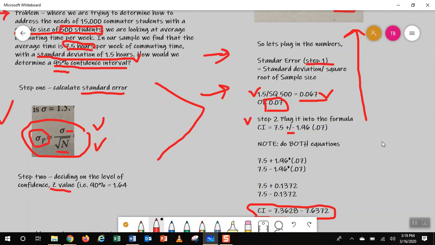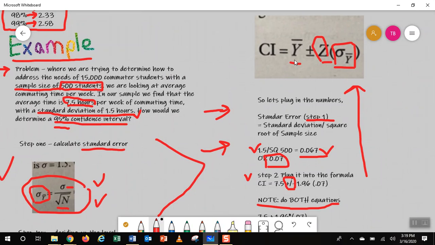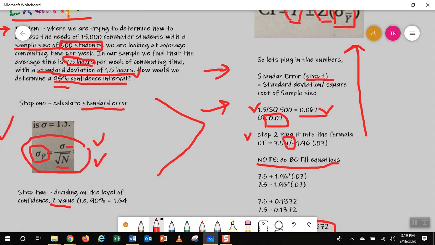You're basically going to be doing two equations with this. The first one you do, and step two requires you to break it into two equations. So I have here a note: do both equations, don't just do one of them. The plus or minus splits it into two. I'll show you what I mean. For the plus version, you take the 7.5, which, if you look above, is the mean, 7.5 hours. We're plugging that in so it'll stay the same.